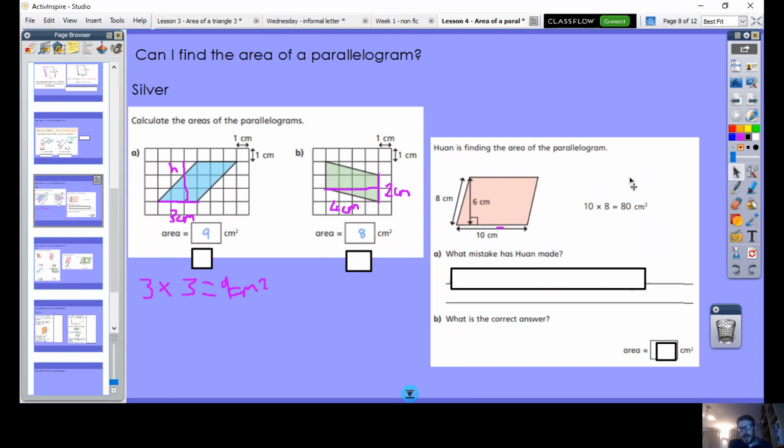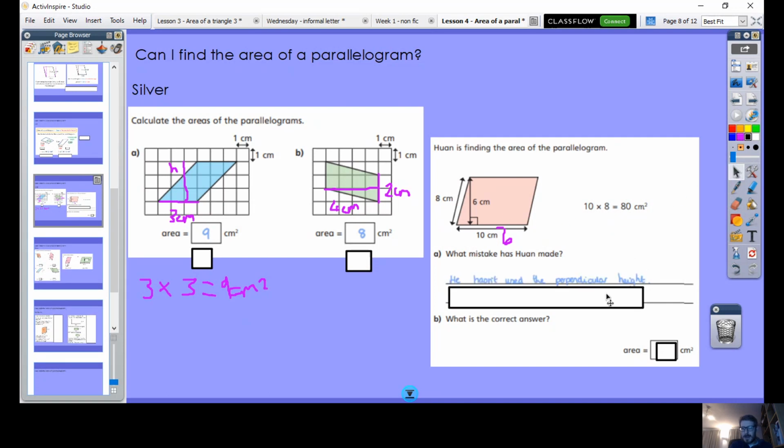So Juan is finding the area of a parallelogram. What mistake has he made? Well, he has calculated 10 times 8 equals 80 centimeters squared. So he's multiplied the base by this 8 here. Now what we need to remember is that although it goes from the base to the top of the shape, it is not going at a right angle. The perpendicular height must go at a right angle. If it's traveling at a different angle, it's going to be a longer length than the actual perpendicular height. So he should have done 10 times 6, which would have given him 60 centimeters squared.